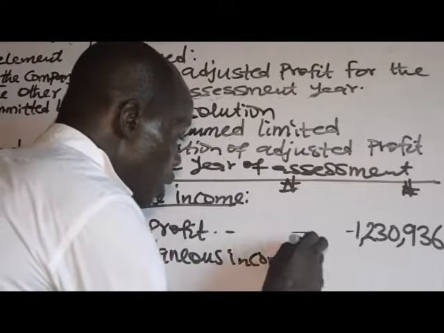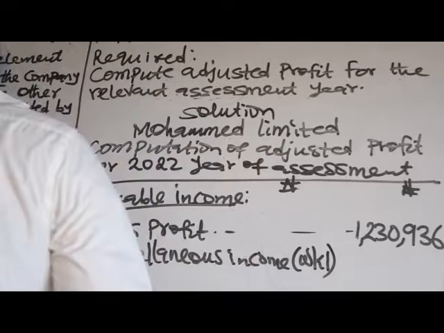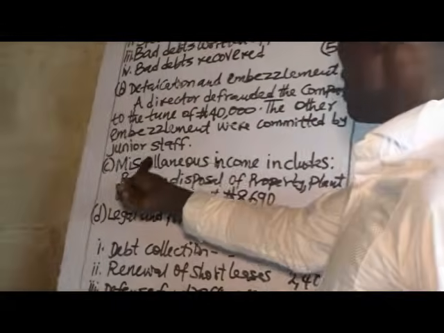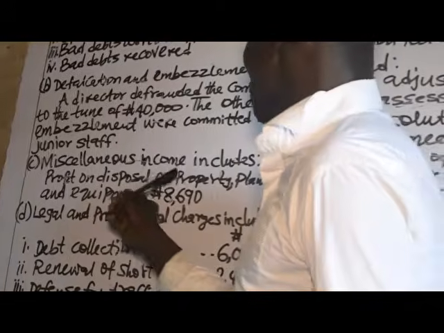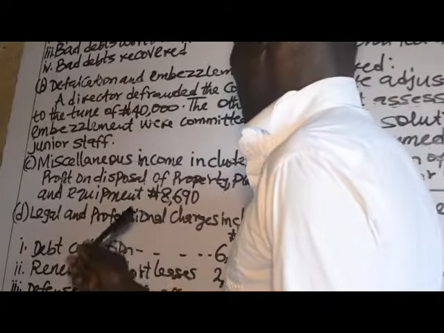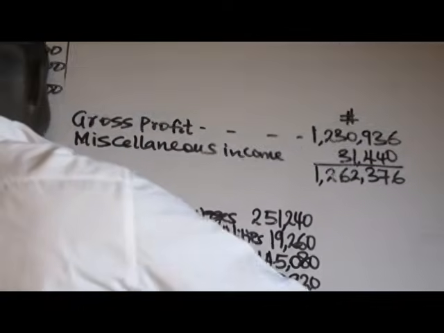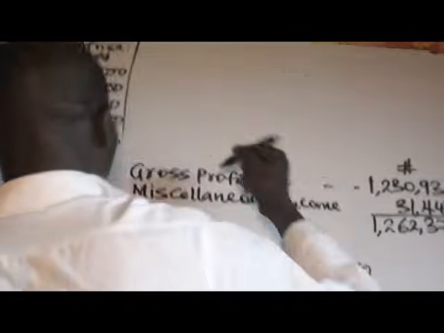Let me have that as working one since there are notes on that. So in note C, miscellaneous income includes profit on disposal of property, plant and equipment of 8,690. We said profit from disposal is not taxable, so you are going to exclude that from miscellaneous income.